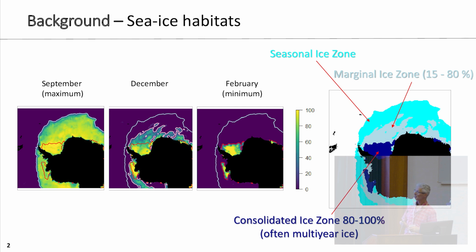And then the marginal ice zone is the part of the ice which is affected by wave action. So the ice breaks up there, it's got intermediate sea ice cover, so it's not complete cover. And nominally it's between 15 and 80%. And then the consolidated ice zone is the 80 to 100%, which tends to be near the coast. It's often multi-year ice. Sea ice is really important because it affects primary production, and then that cascades up to higher trophic levels.